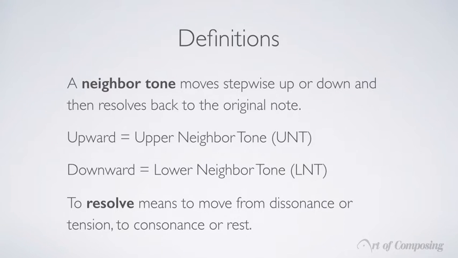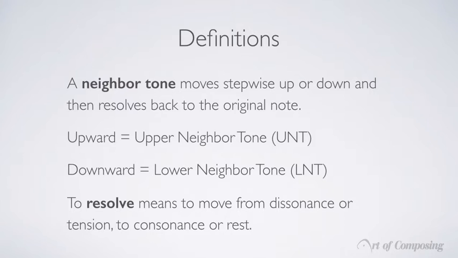Now, a neighbor tone moves stepwise up or down and then resolves back to the original note. And moving up makes it an upper neighbor tone. Moving down makes it a lower neighbor tone. Also, let me cover the definition of resolve just in case you don't know it. Resolving means to move from dissonance or tension to rest. So I'm going to resolve this B up to C, or I'm going to resolve this F down to E. That releases the tension from it.